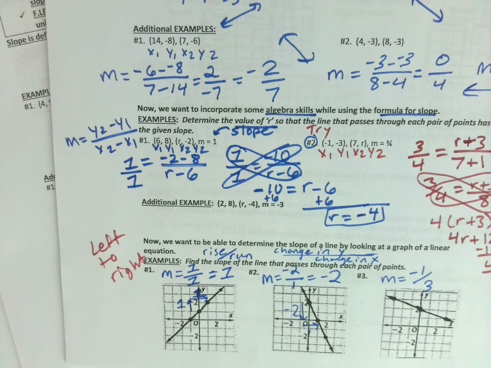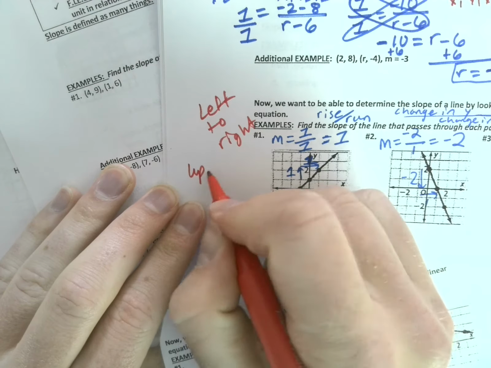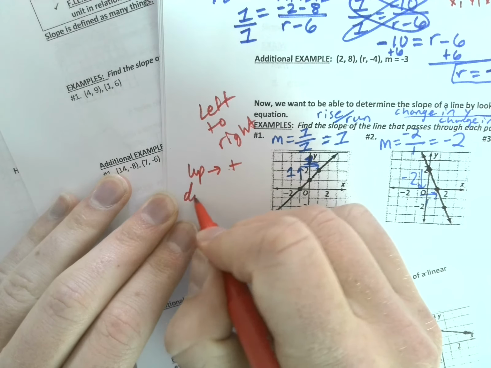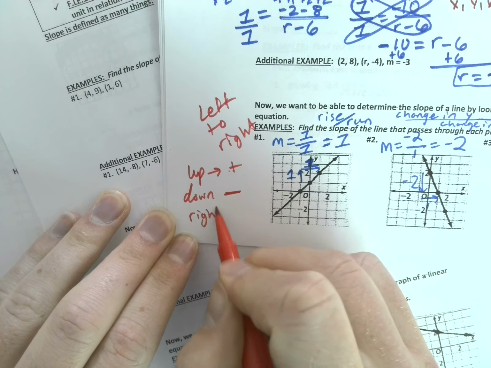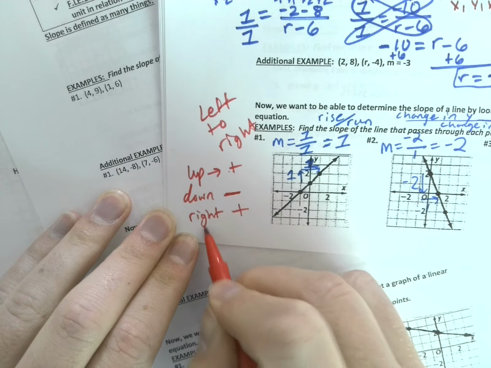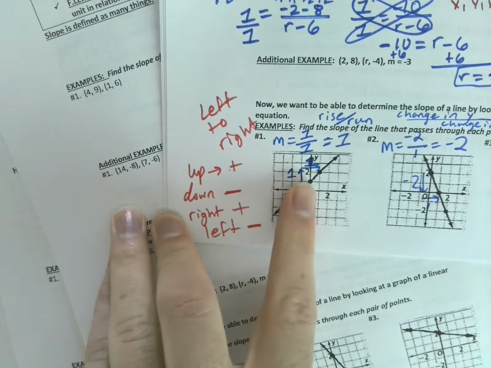You see how we go up 1, so that's positive 1, and then right 1. So what are the directions that are positive? If you go up, is that positive? Yes. If you go down, is negative. How about if you go right? That's positive. What if you go left? That's negative. Okay. So we went up 1, right 1.